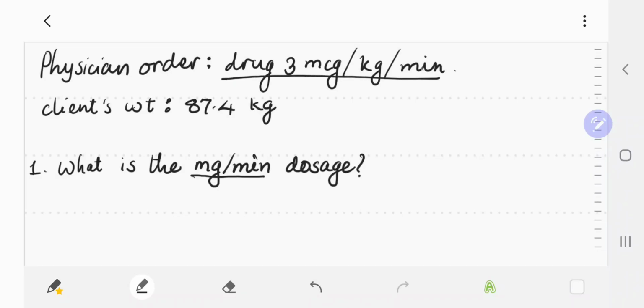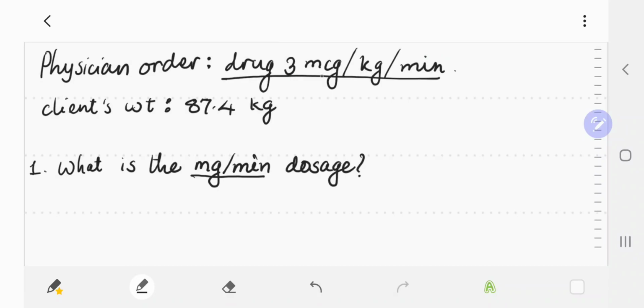The information from the physician order is very important. Once we understand this, we really can answer this question quite easily. So let's spend a little bit of time trying to understand this. What does it say? So drug 3 microgram per kg per minute means this 3 microgram is the amount of the drug, kg that represents the weight of the client, minute of course is the time.